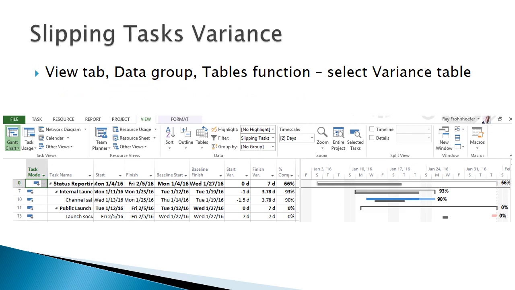If we replace the entry table with the variance table, we can get the specific amounts of variance in the schedule, both start variance and finish variance. At this point, you can apply other filters. For example, you may only want to see late tasks.